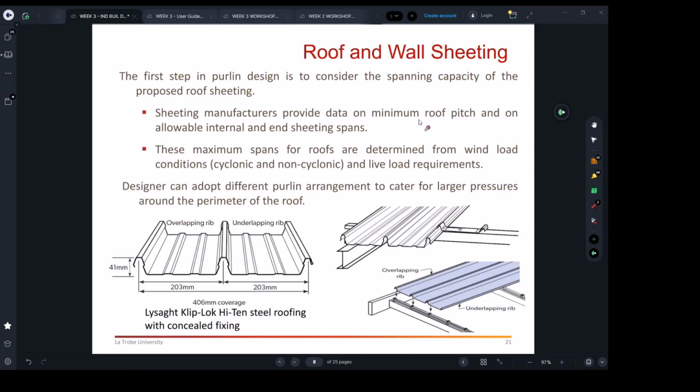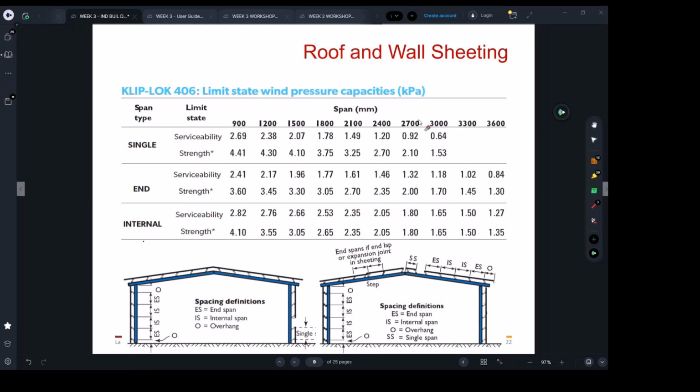But with what I'm going to be practicing with you, this is just an example of a span table that will help you to make a decision on which sheet to use. So this product, Clip Lock 406, this is the limit state wind pressures it can take. As I said, the engineer is going to write down the kPa from the wind.